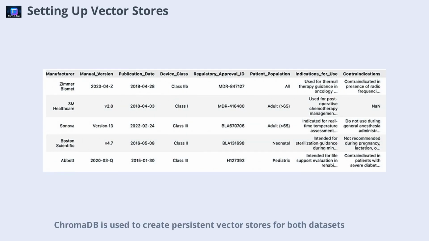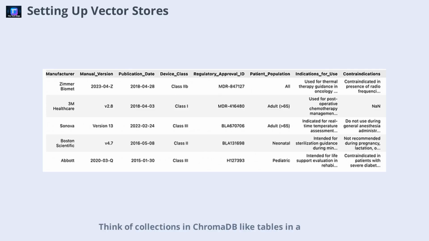ChromaDB is used to create persistent vector stores for both datasets. Think of collections in ChromaDB like tables in a database, one for medical Q&A and one for device manuals. Each collection is populated with combined text fields and relevant metadata. This setup allows the system to quickly retrieve the most relevant documents based on user queries, forming the backbone of the retrieval process.